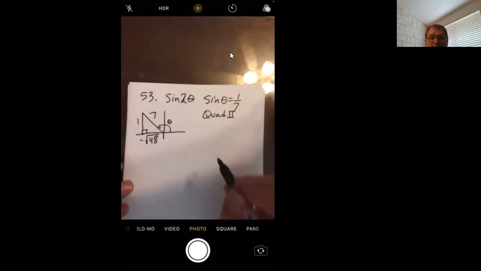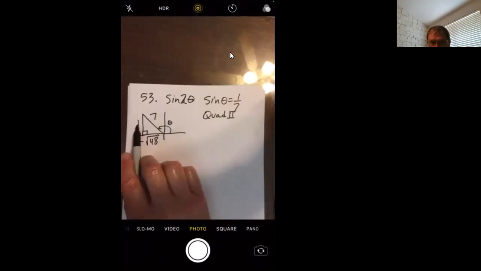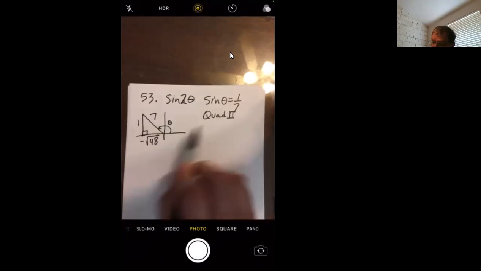Can y'all do those in your head? Square that, 49, square that, still 1. Subtract them. 49 minus 1 is 48, and you need a square root. Quadrant 2 would be negative.